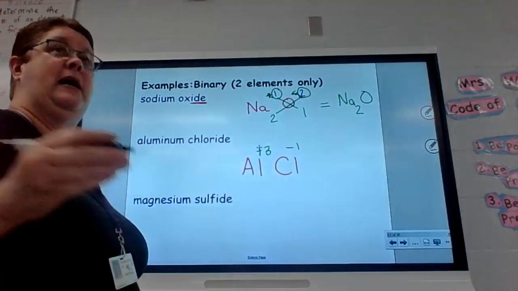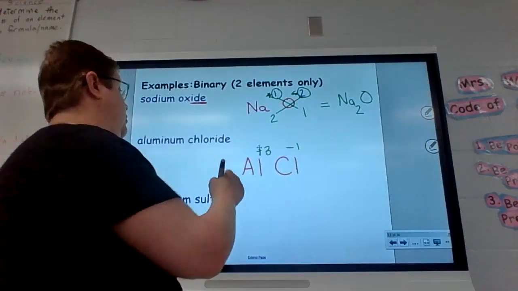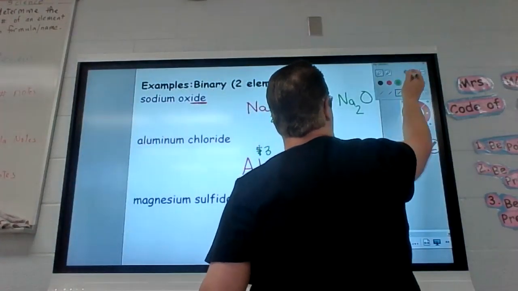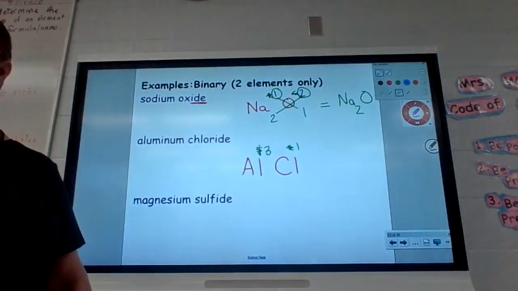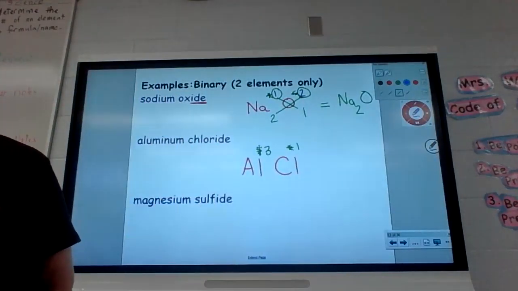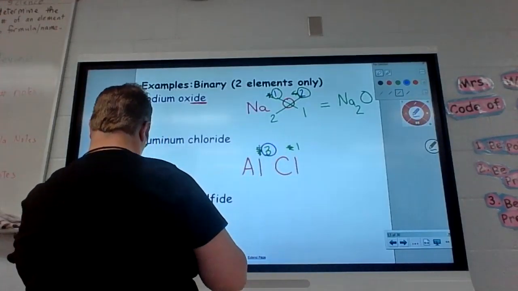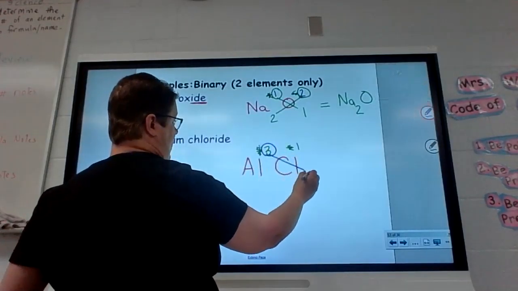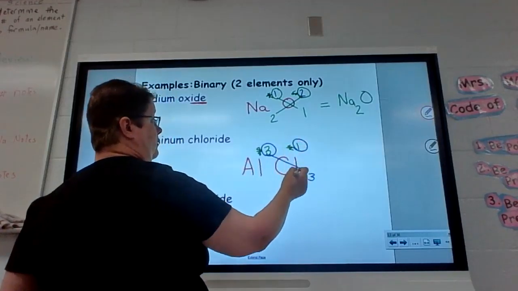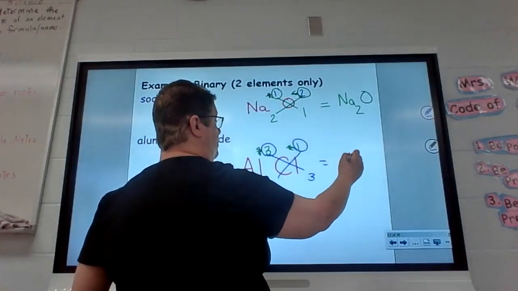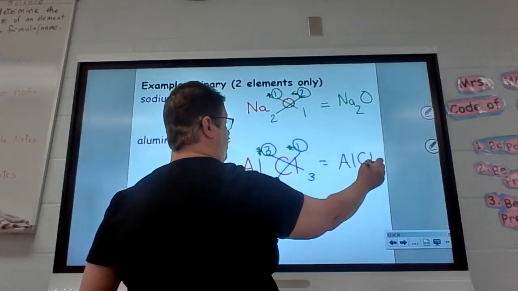And again, do we need the positives and the negatives? So I'm going to scratch those out. When we crisscross, we don't need the positives. You're only using that to make sure positive is first, negative is last. Okay, so the 3 goes where? After the Cl. And the 1 goes where? After Al. So you end up with AlCl3.